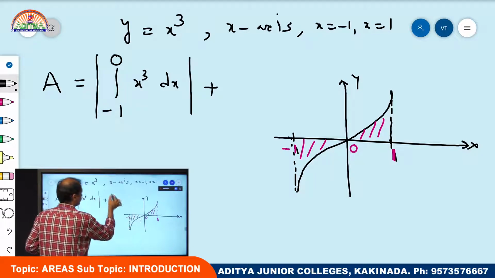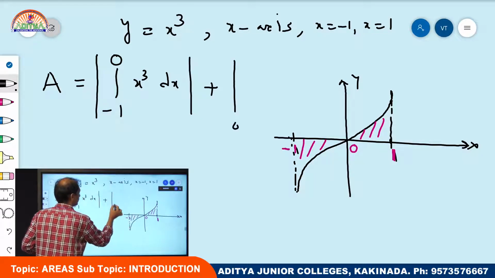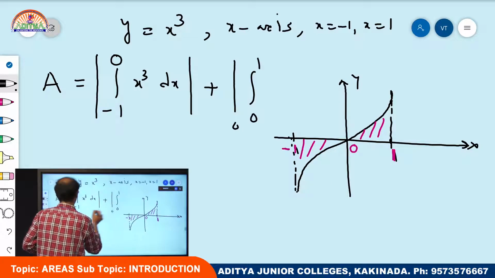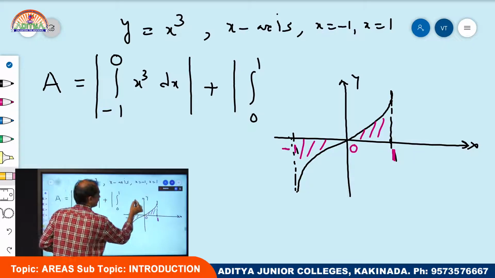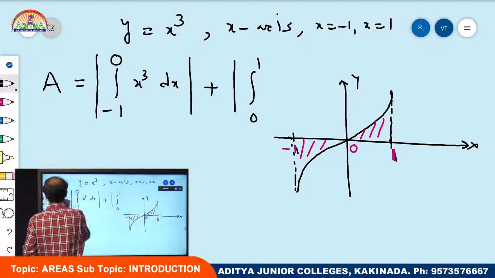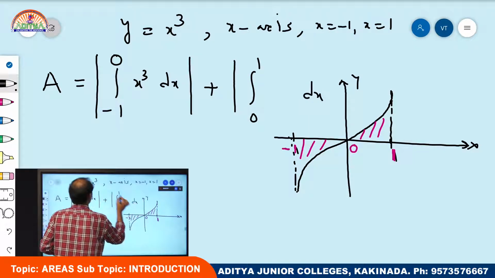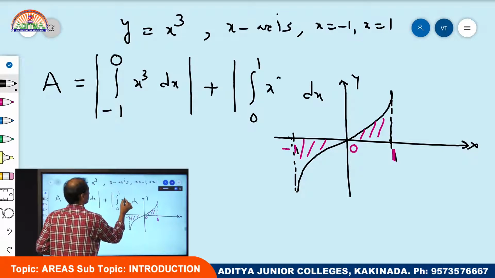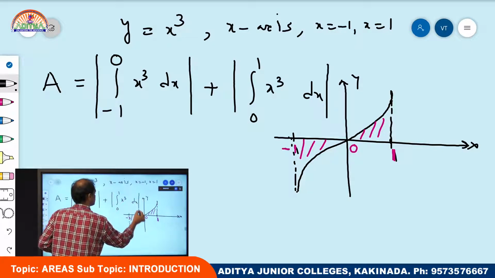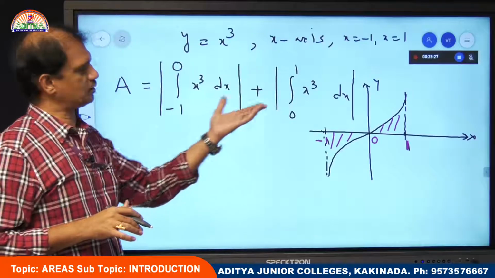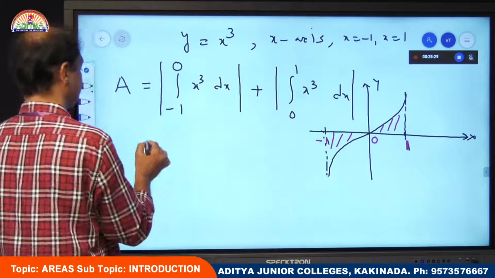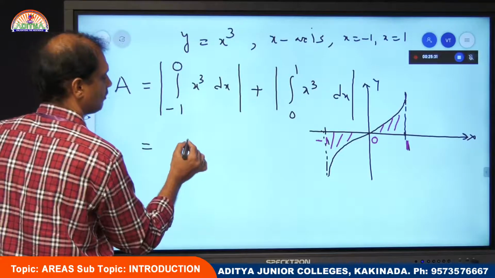plus 0 to 1 x cube dx under modulus. Along the x-axis we are doing, therefore I am taking dx, and what is your curve? x cube under modulus. If you don't know whether it is a positive or a negative quantity, I am taking the modulus concept. Now in the next step, if you integrate this, what happens?